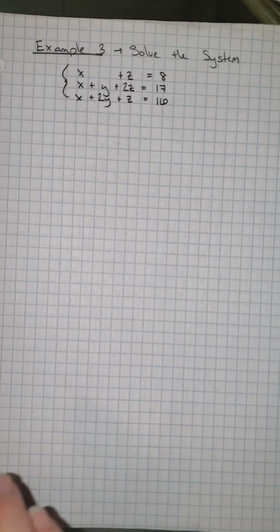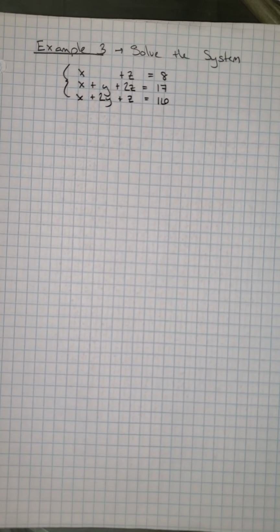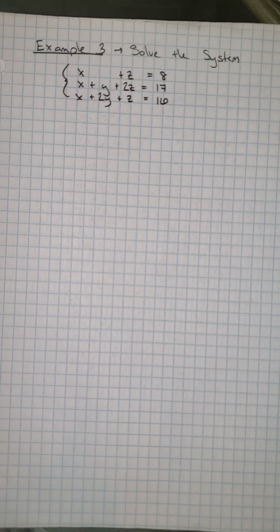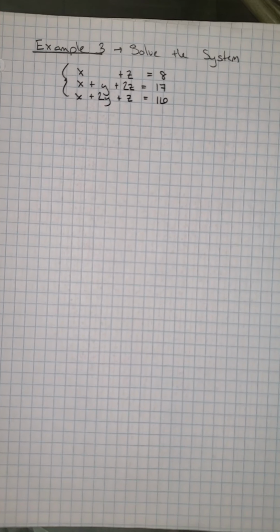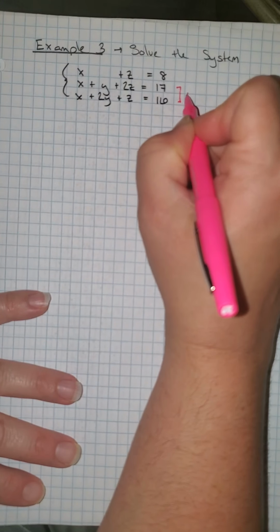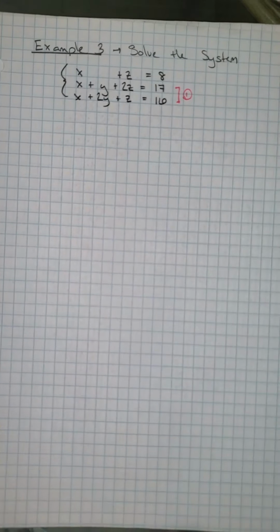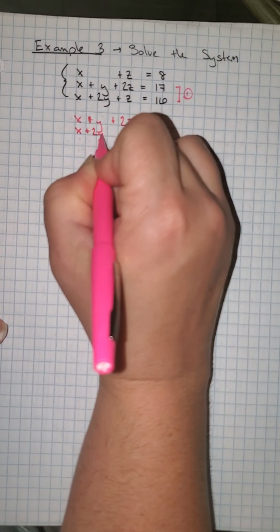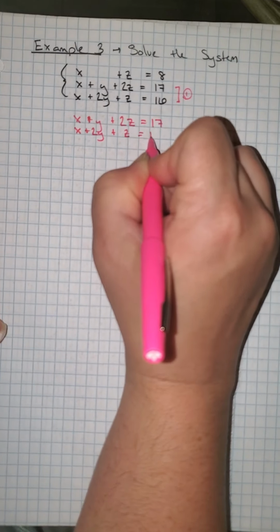Alright, so the thing that happened here is the first one is already missing its y. So you want to pick another set and get rid of y. Like, you kind of have to. You're forced into it. So I'm going to put these two together first, and then I don't have to do another one because we'll just use that equation. So I'm going to put x plus y plus 2z equals 17 together with x plus 2y plus z equals 16.